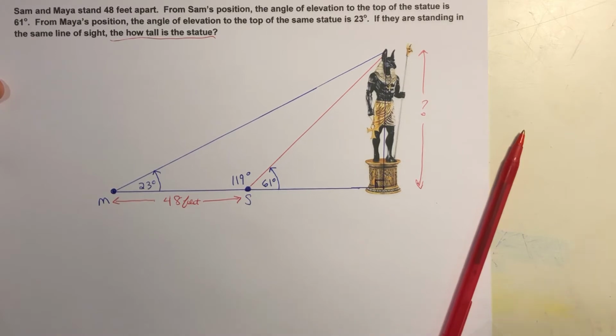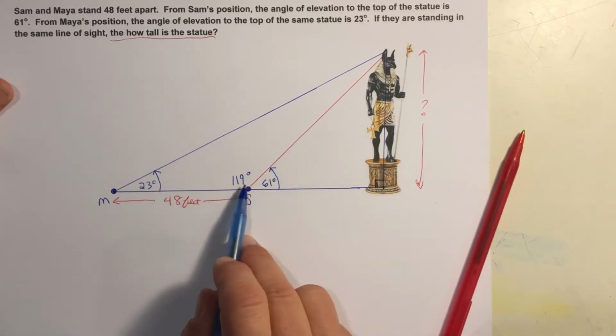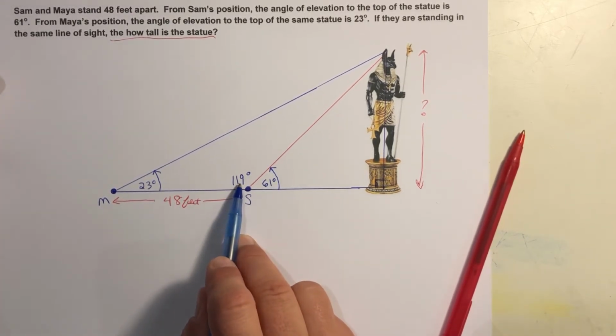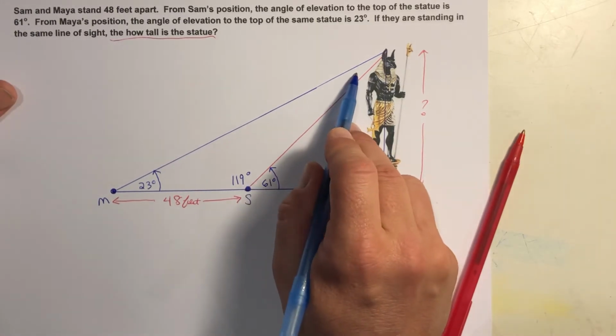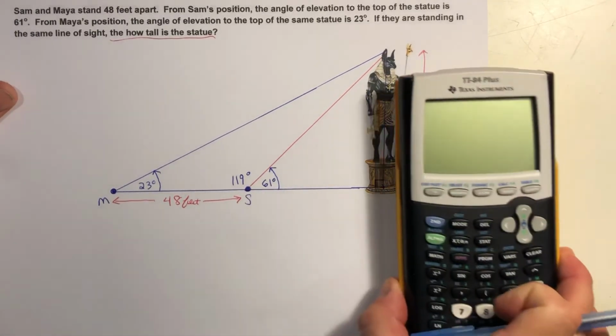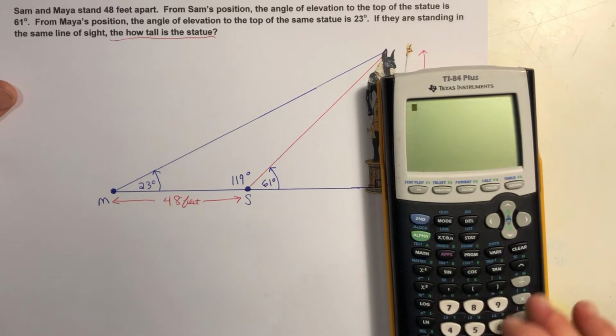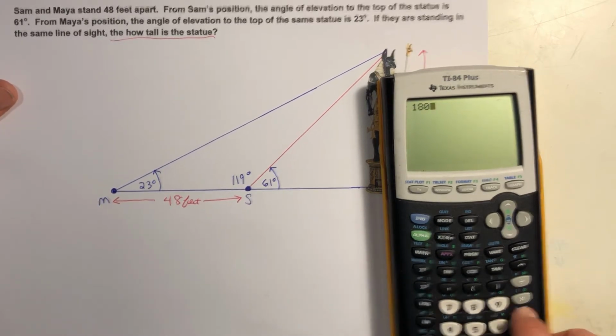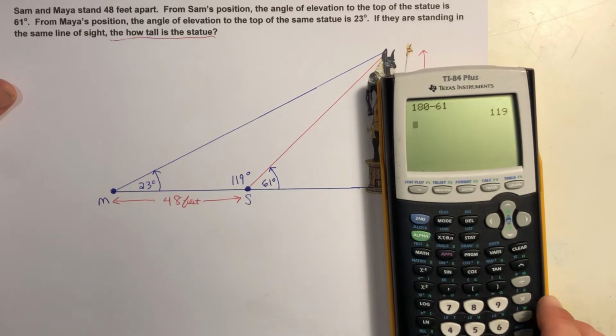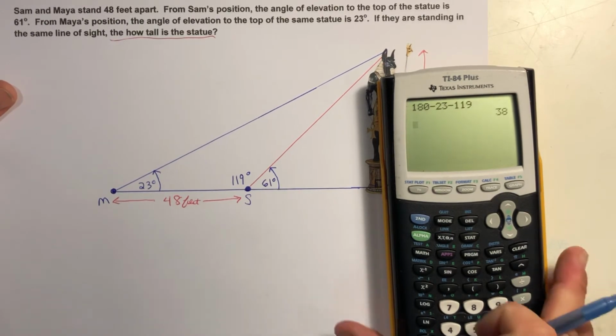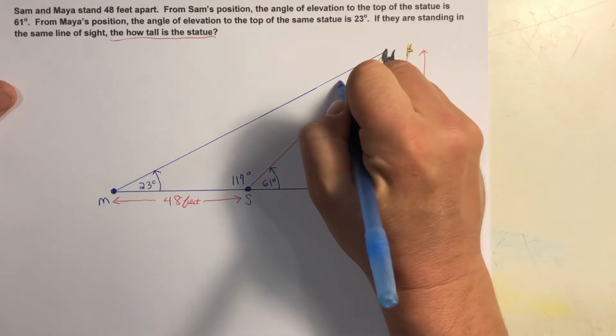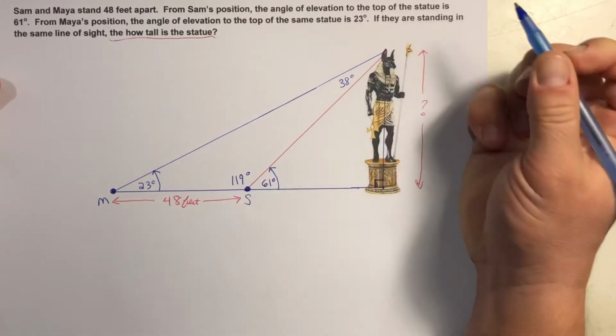Alrighty, we good? So now I have 23 degrees, I have 119 degrees. We can now figure out this third angle, right? So if you want, we could do 180 minus 60. Oh, whoops, that's the wrong one. Sorry, 180 minus 23 minus 119. Right, leaving us with 38 degrees right here. So this is our 38 degree little sliver of an angle.